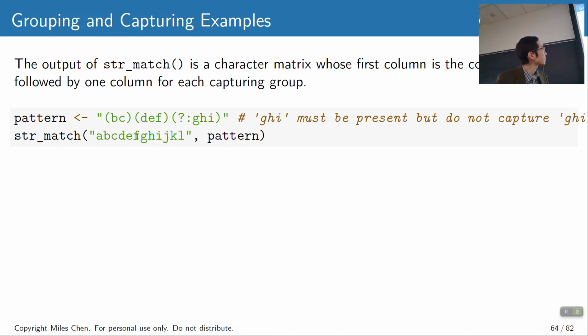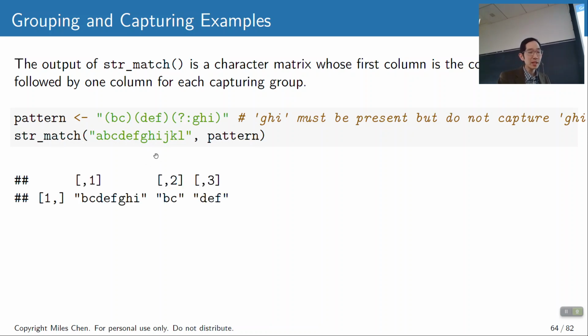So here, I'm using this with string match, and we're going to search for this pattern B, C, D, E, F, G, H, I. G, H, I is not part of the capture group. And so here it will tell you what part of this text matched the pattern B, C, D, E, F, G, H, I, and then it extracts out the portions of the pattern that match the B, C, and the D, E, F. Those get extracted.